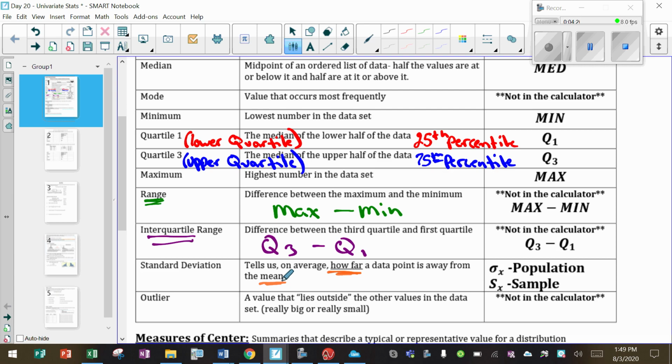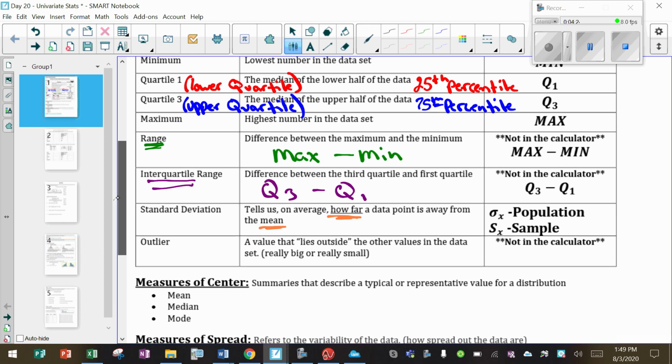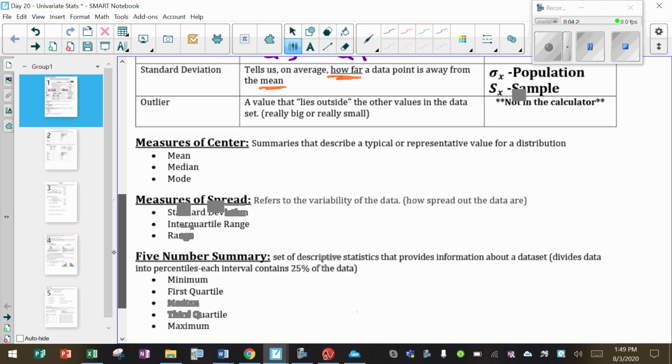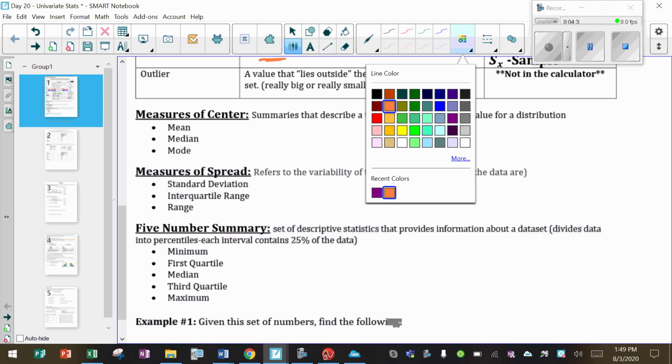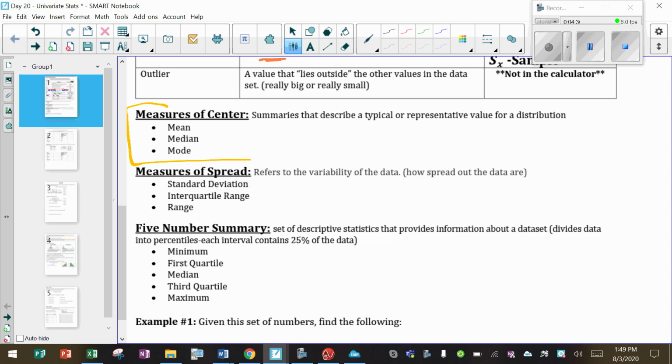Okay? Now, these vocab words can be grouped by different types of descriptions. In other words, they're telling us different things about our data set. Our measures of center, that's the mean, median, and mode. Those are the ones that give us specific information. It's a single number that gives us information about the data set.